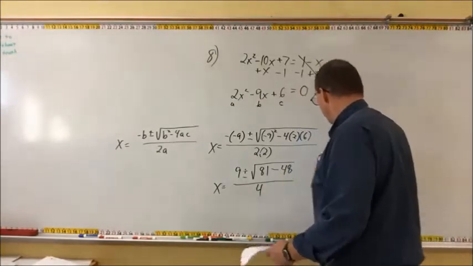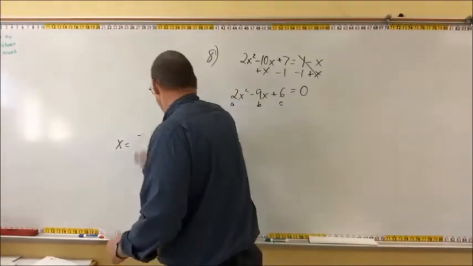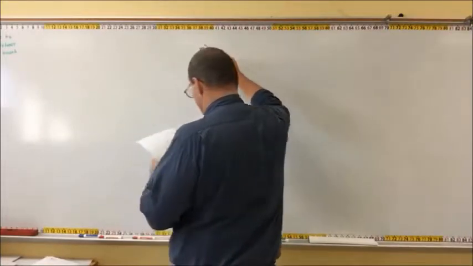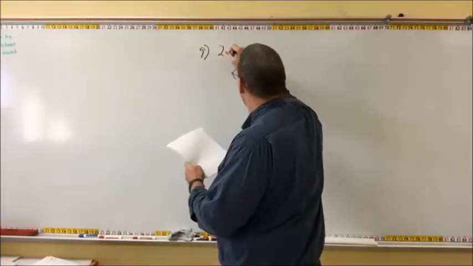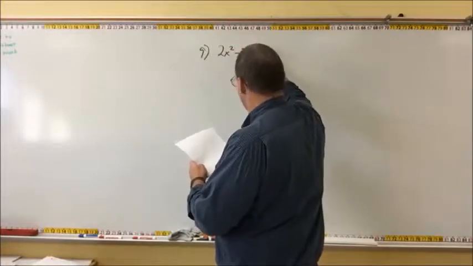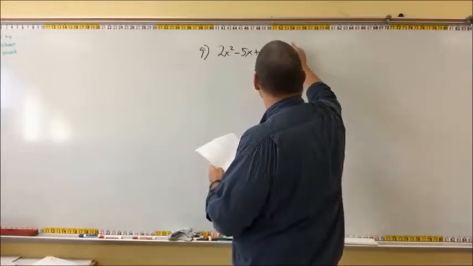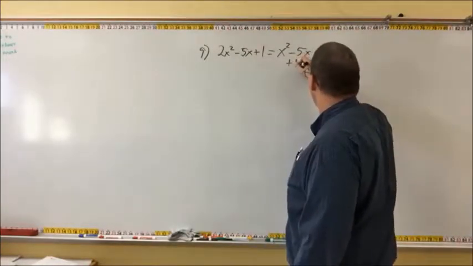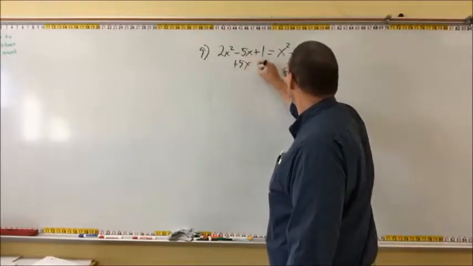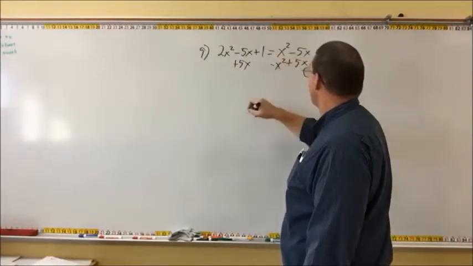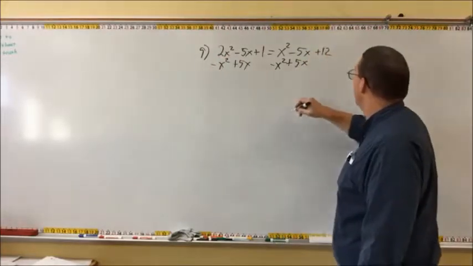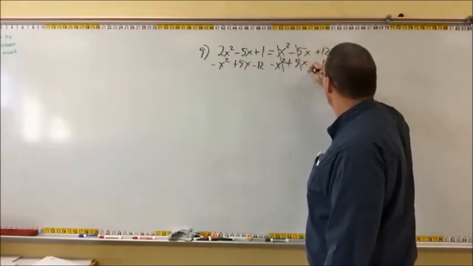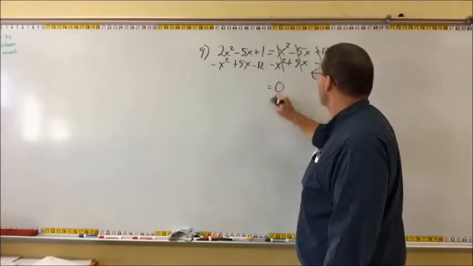Let's try question number 9. All right, question number 9 says 2x squared minus 5x plus 1 is equal to x squared minus 5x plus 12. All right, well, we'll add 5x to both sides, add 5x. We're canceling this side. Subtract x squared, subtract 12. Here we're going to cancel, cancel, and cancel, leaving 0.